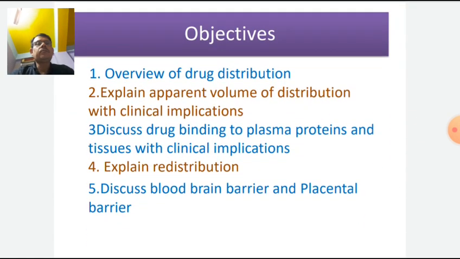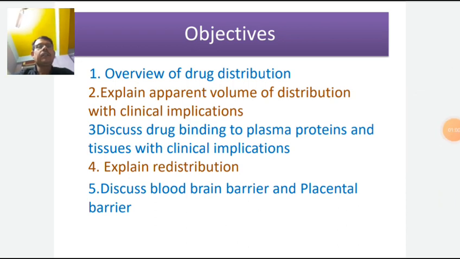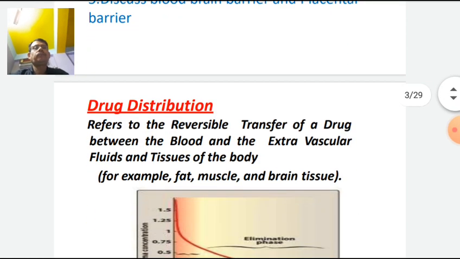So what are the objectives of this distribution? First of all, the overview of drug distribution. Explain the apparent volume of distribution with its clinical importance and implications. Discuss drug binding to plasma proteins and tissue with clinical implications. Explain redistribution and discuss the blood-brain barrier and the placental barrier, where the drug will be distributed.